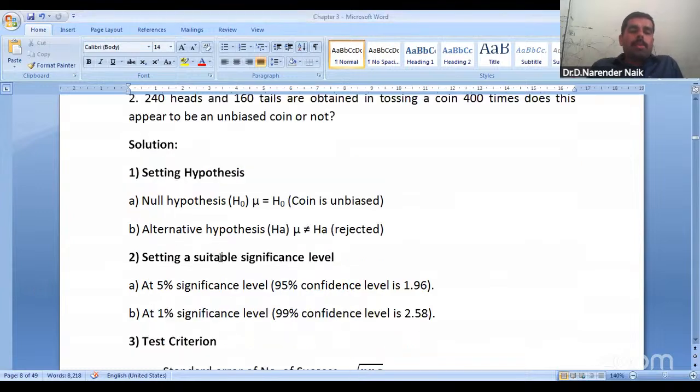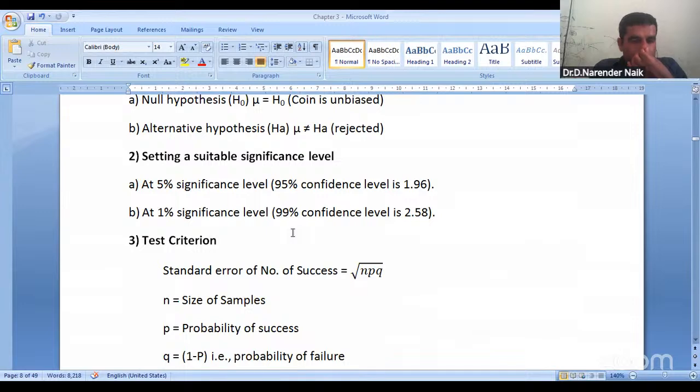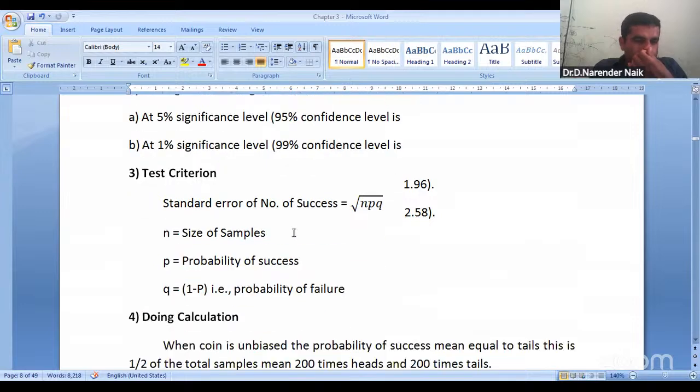Null hypothesis H0: the coin is unbiased. Alternate hypothesis: H0 rejected. Then setting suitable significance level: at 5% significance level, 95% confidence level is 1.96. At 1% significance level, 99% confidence level is 2.58. Then test criteria. Standard error of number of success is equal to under root npq. Here n is the size of the sample, p is the probability of success, q is equal to 1 minus p, that is probability of failure.